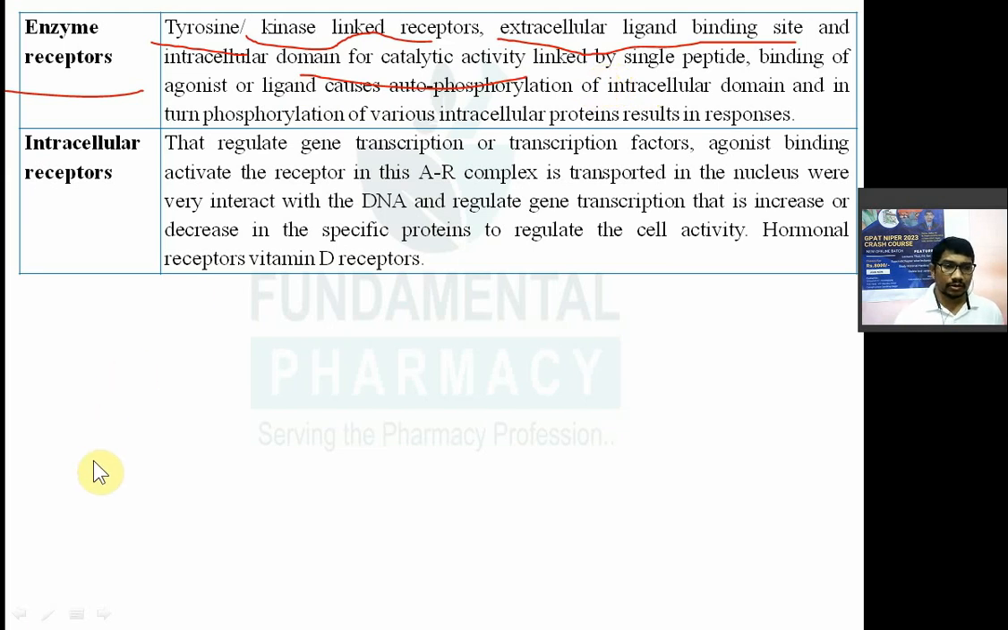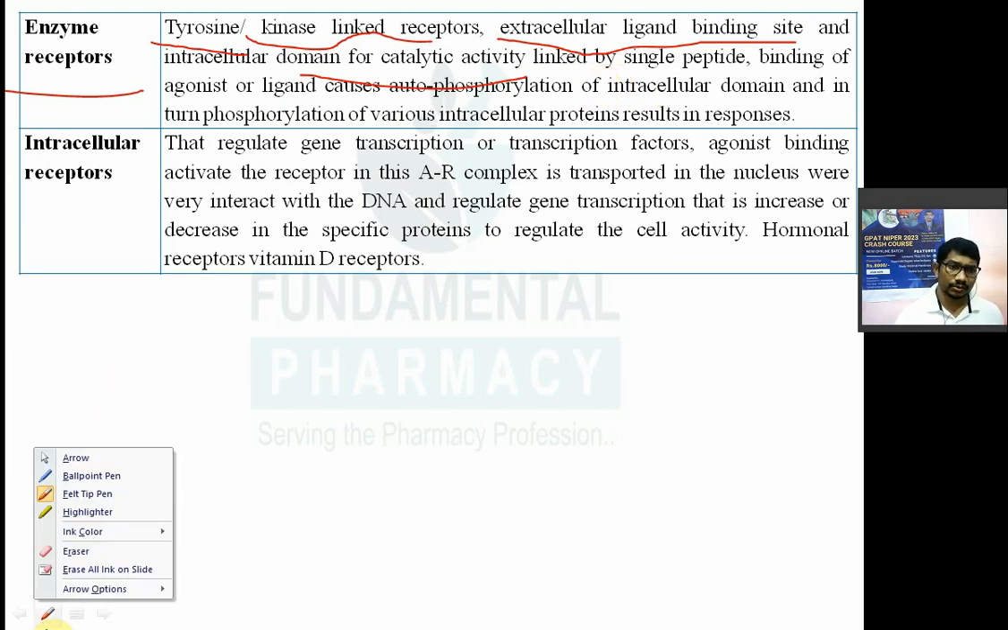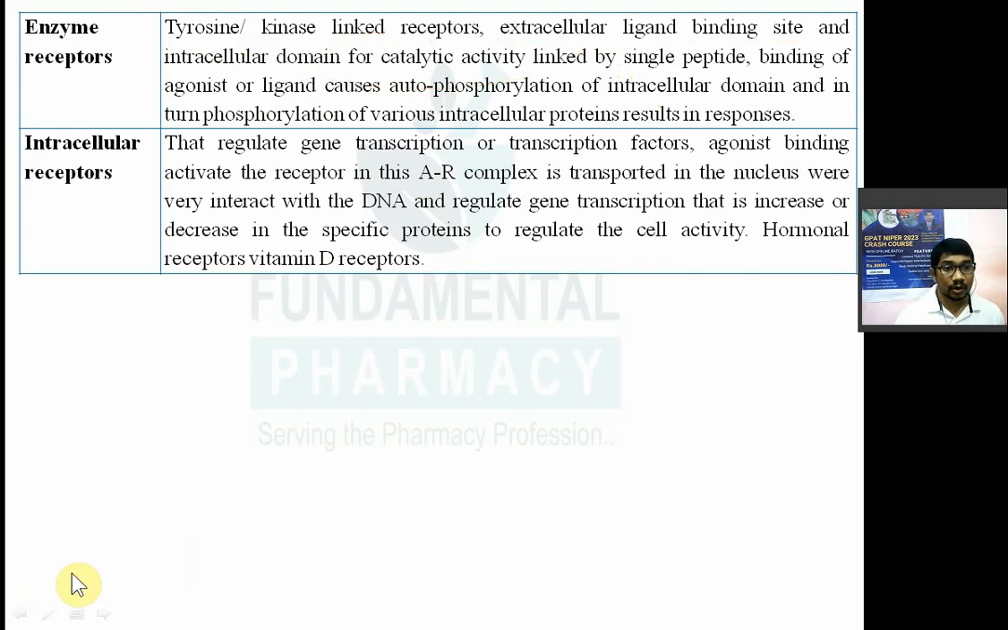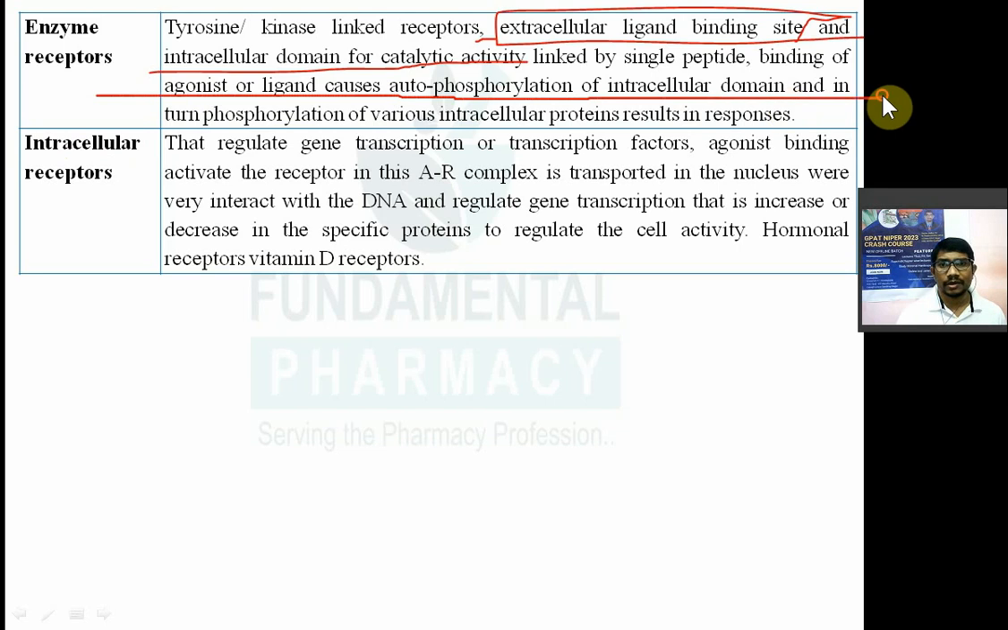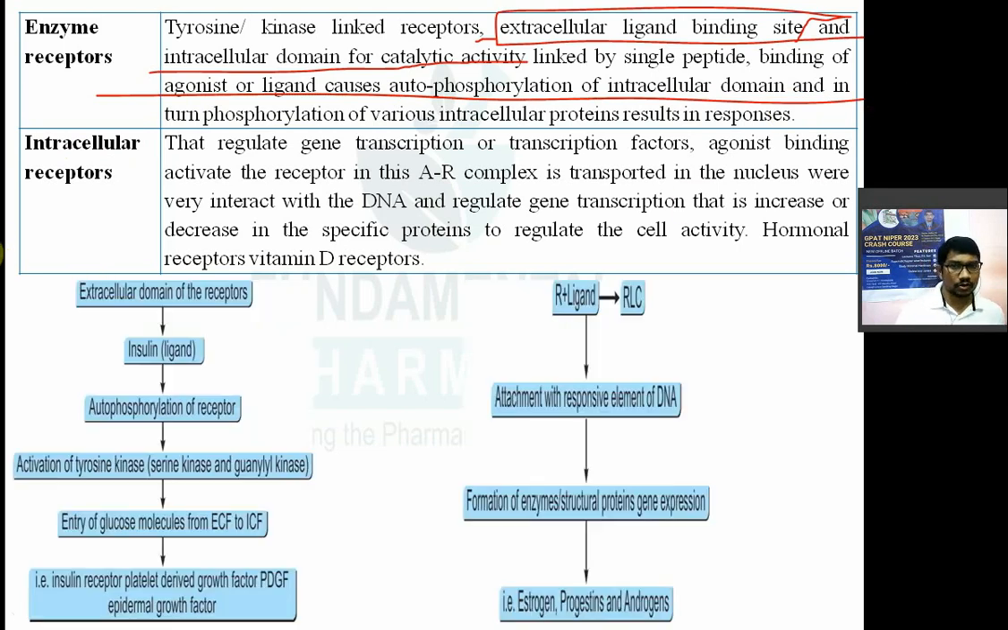मतलब जो आउटसाइड द पार्ट होता है, सेल मेम्ब्रेन के आउटसाइड एक पार्ट होता है, उसको बोलते हैं एक्स्ट्रा सेलुलर डोमेन और एक्स्ट्रा सेलुलर बाइंडिंग साइट, to which drug will bind, and this extracellular binding site is linked with the intracellular binding site by one peptide, single peptide. Binding of agonist or ligand will cause autophosphorylation of intracellular domain. In turn, phosphorylation of various intracellular proteins results in the response.